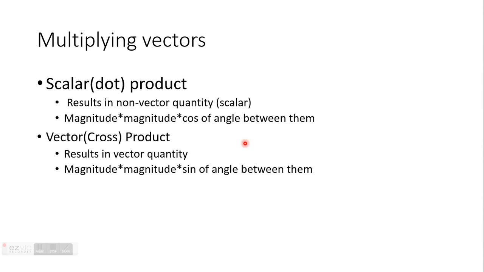You have the scalar or dot product, which results in a non-vector quantity, a scalar, like a number. It's 1, 2, 3. It doesn't have a direction. And then that's the magnitude of the first vector times the magnitude of the second vector times the cosine of the angle between the two vectors. And the other way is the vector or the cross product, which results in a vector quantity. And it's the magnitude of the first vector times the magnitude of the second vector times the sine of the angle between the two vectors.